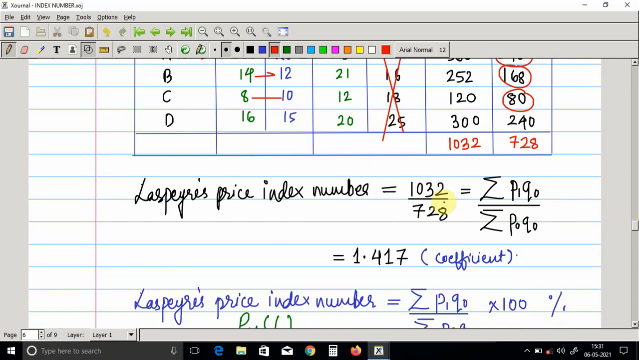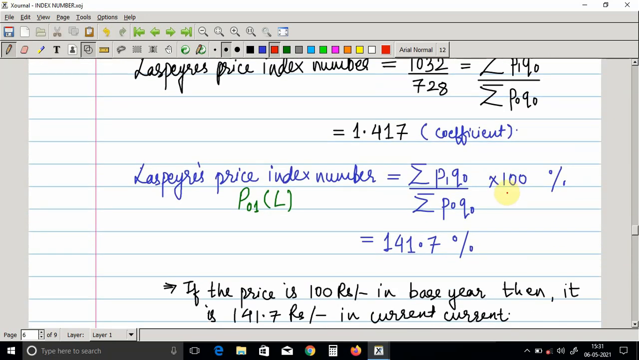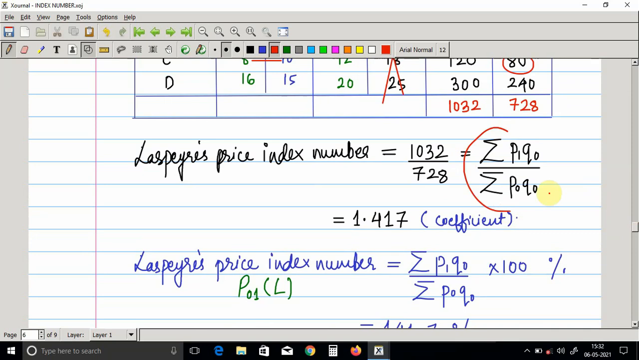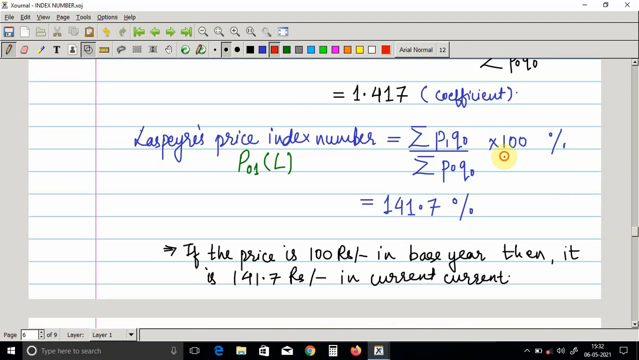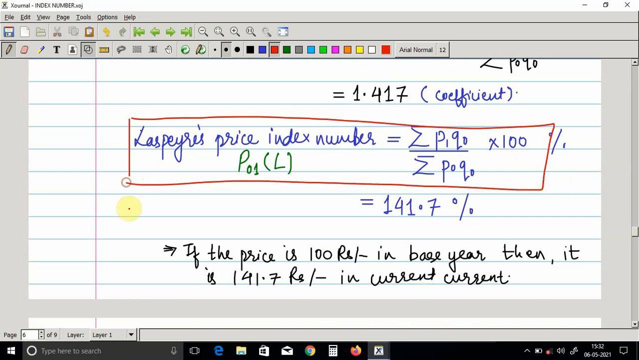This is a coefficient, this is a number. You can see this is a number, and 1.47, it's difficult to interpret it. So अच्छा होगा कि हम इसे percentage में convert करें. This is not a percentage thing. This is a coefficient, this is a fraction, this is a decimal number multiplied by 100. So I must say this is the formula for Laspeyres index number.